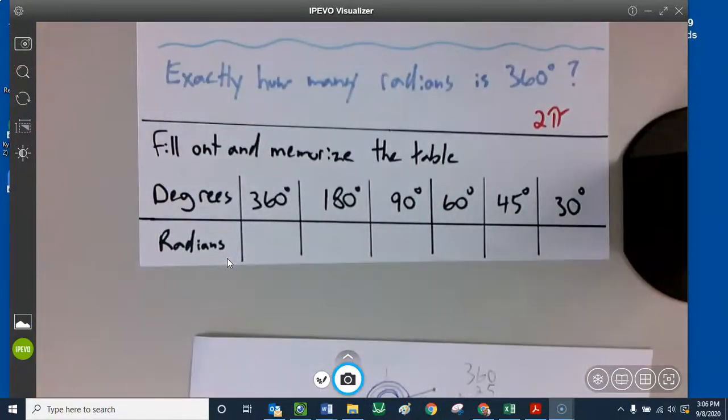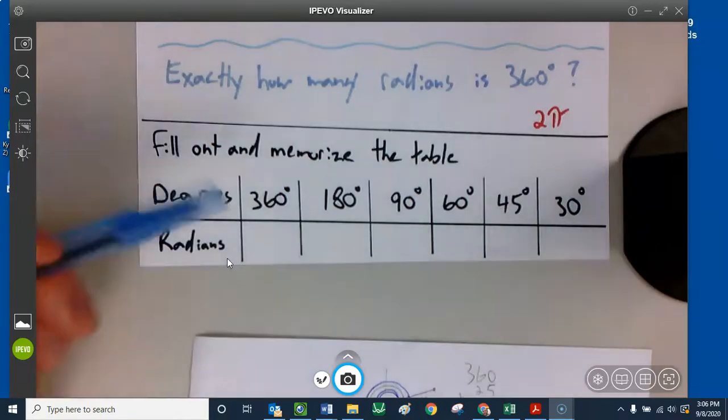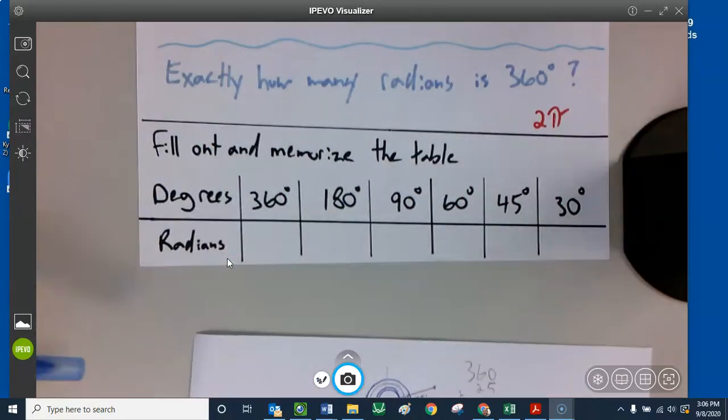This table is uber important. You need to know this. Okay, we need to be able to convert back and forth between these. Now, is there going to be a test on this? I'm not saying that. Is there not going to be? I'm also not saying that. Double negative there. But you need to know these.